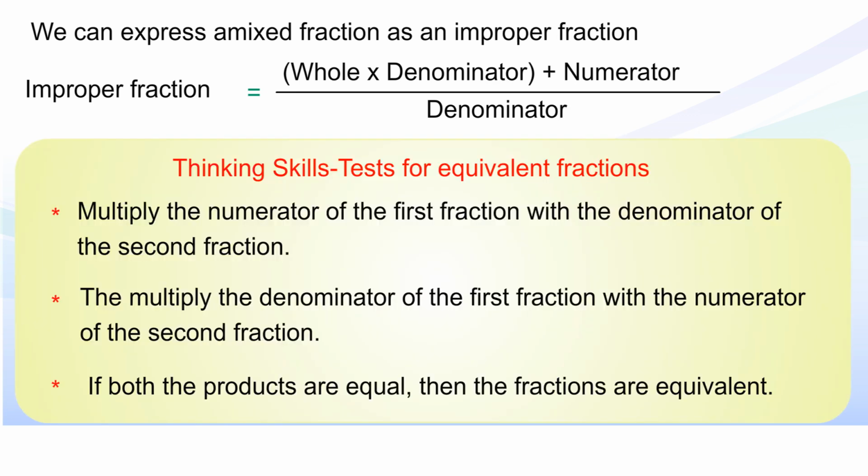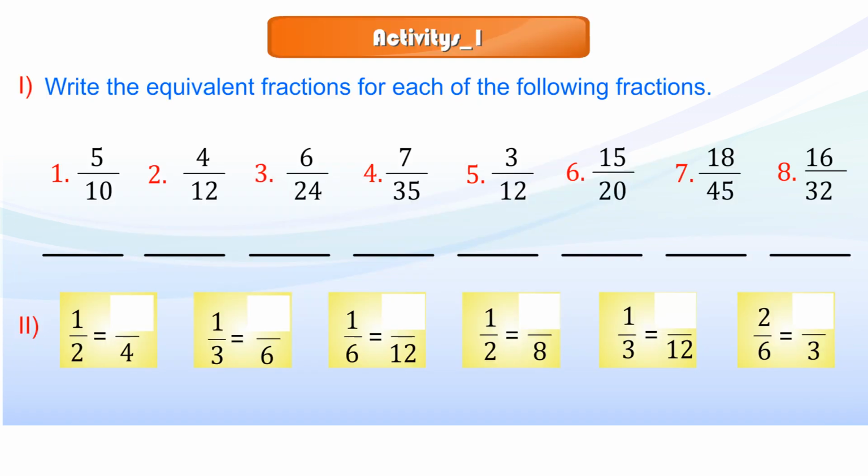Thinking skills. Test for equivalent fractions. Multiply the numerator of the first fraction with the denominator of the second fraction. Multiply the denominator of the first fraction with the numerator of the second fraction. If both the products are equal, then the fractions are equivalent.